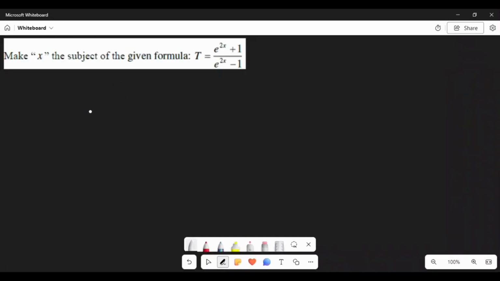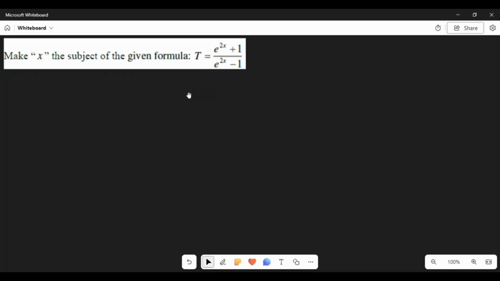Right, guys, so I already copied this formula. So what they want here, guys, they want us to make x subject of the formula. So how are you gonna do this one, guys? So the first thing that you must do here is to try to get rid of the fraction. As you can see, we have t equal to e to the power of 2x plus 1 divided by e to the power of 2x minus 1. So get rid of this fraction.